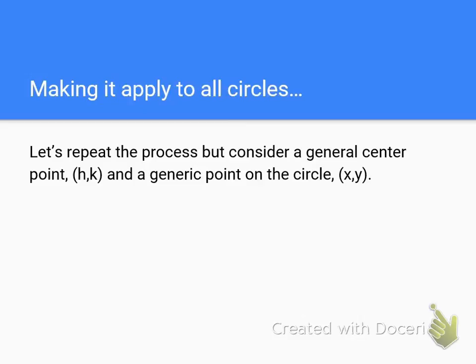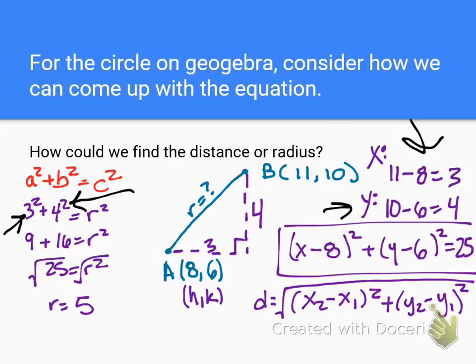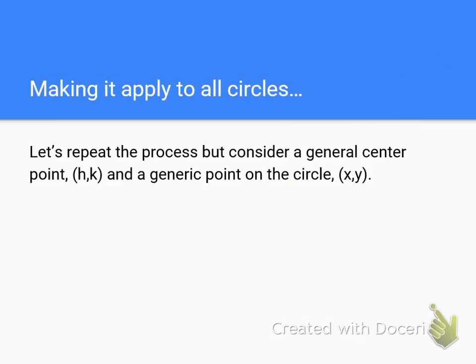Alright, so let's try to derive that standard form of the equation. So thinking about what we did in this last example, we were given the center and a point on the circle, and we were able to find the radius and then use what we know is the standard form of the equation to come up with the equation of that circle. So the point of this lesson was to derive that standard form of the equation.